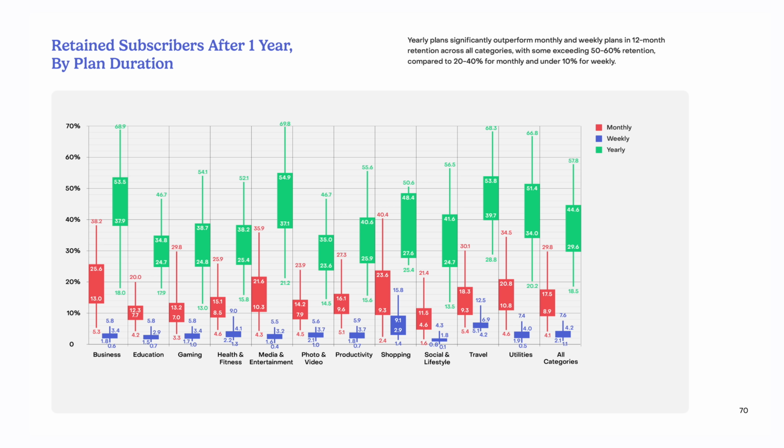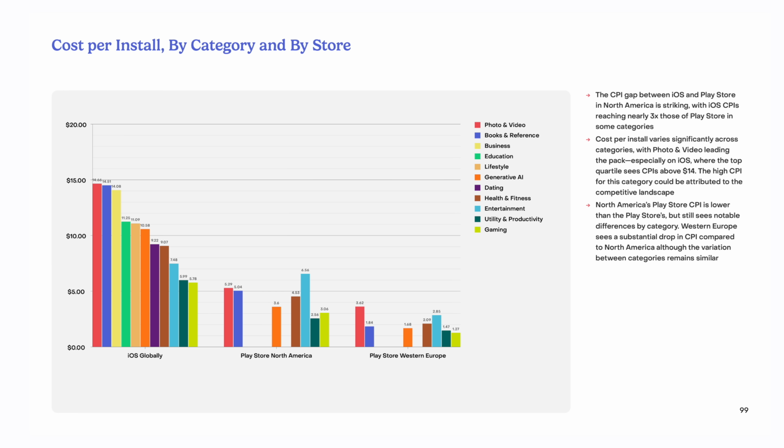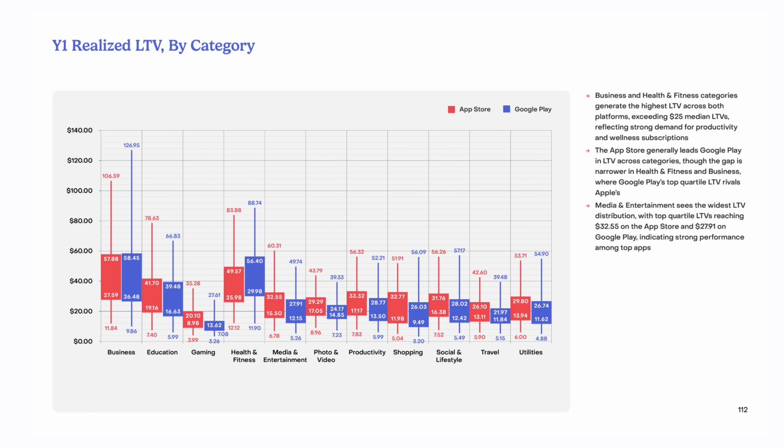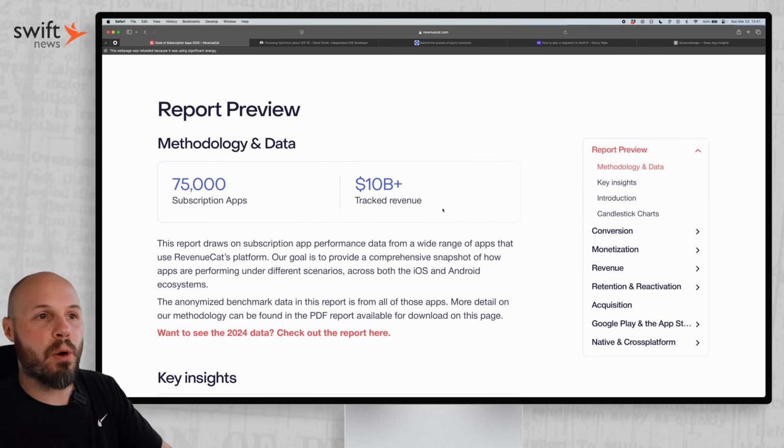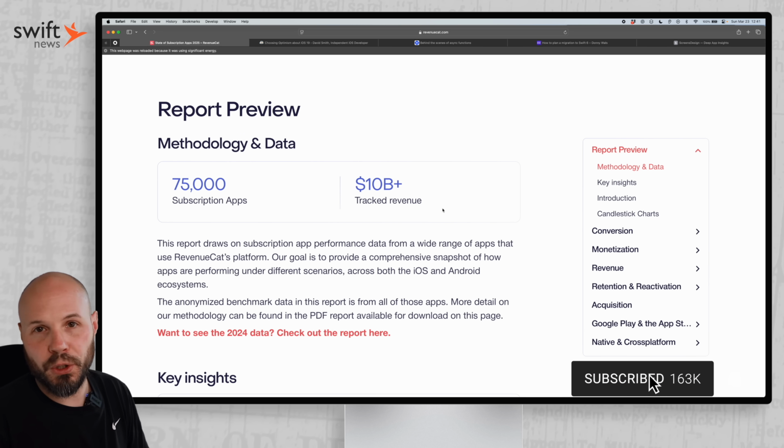It also dives into retention, acquisition, Google Play versus the App Store, and cross-platform development and its growth with AI, because the reality is there's a lot more React Native apps out there in the world that are using AI to build apps now, and those apps are on the App Store making money, and we're starting to see that growth in these statistics. And the second half of the report drills down per category to get even more granular with the data.